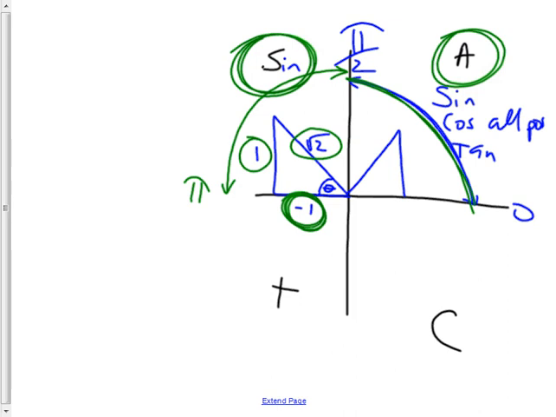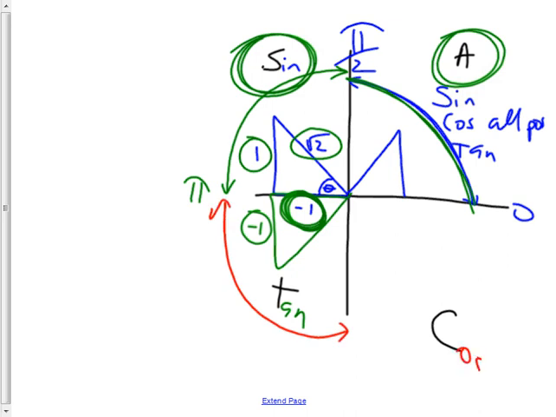So in this quadrant, if you were to draw the triangle here, they'd both be negative, and then only tangent's going to be positive, because when you divide these two by each other, the negatives cancel out. So even though there were two negatives, it cancels and becomes positive. So only tangent is positive in this zone, and only cosine is positive in this zone between 3 pi over 2 and 2 pi.